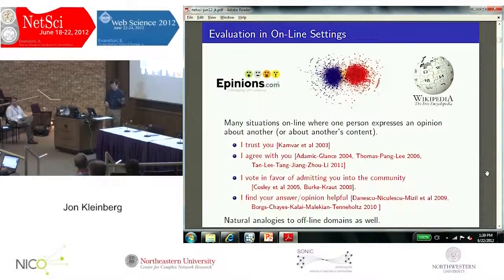One of the issues here is that there are lots of situations, online and offline, where people express an opinion about someone else or about someone else's content, and the intuitions that we bring to one domain may not apply in other domains. That's something we'll see here. So what are some of the meanings that might get attached to the expression of opinion? Well, on product rating sites, for example, like ePinions, there's the logo for ePinions.